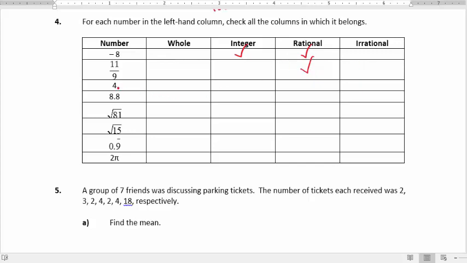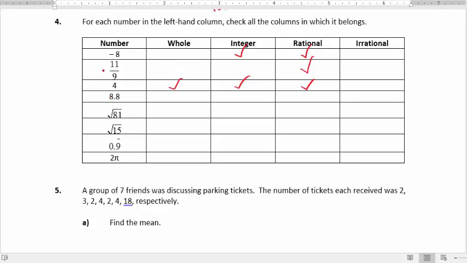All right, now 4 is the first one that you have this linking effect. So 4 is a whole number, which means that it's also an integer, because any whole number is also an integer, which also means that it's rational, because any integer is also rational. So the minute you check whole, you automatically have to check integer and rational. Just like with the first one, the minute we checked integer, you also had to check rational. Now 11 ninths was only rational because it's not an integer or a whole number.